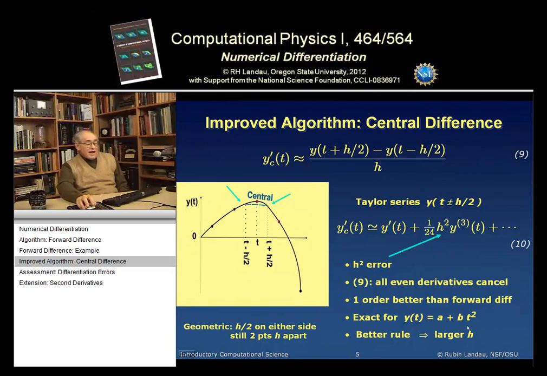So if we in fact try to evaluate this algorithm in equation 9, the central difference, for our parabolic function, we'd get the right answer right off the bat. It's good to order h squared, and since the third derivative here is zero, there is no error term coming in, and it gives us the exact answer. Okay, so let's try this.